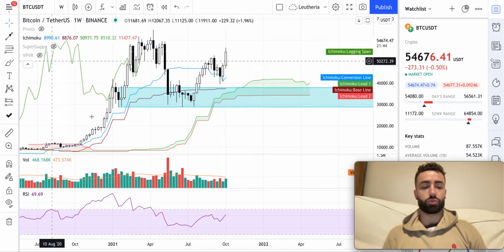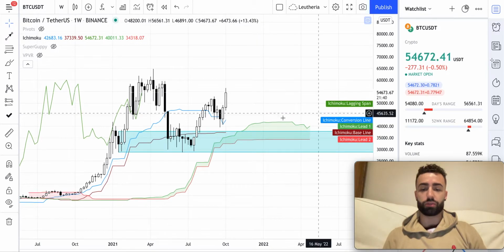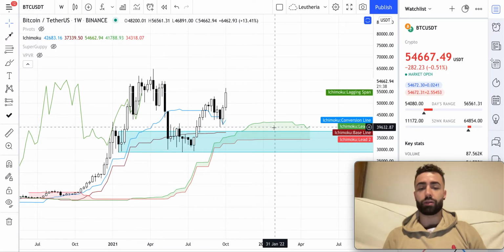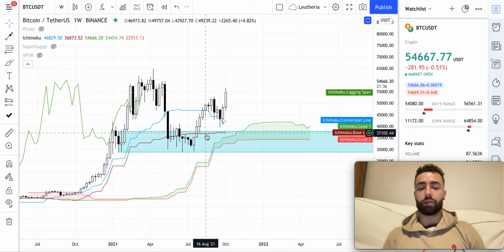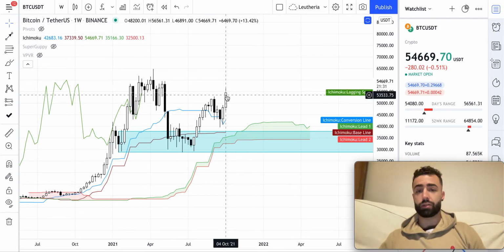If we pull up some of our trend following indicators, we can see that the Ichimoku cloud is in the most bullish position it can be in, with the cloud being green, the Tenkan, a blue line, being above the red line, the Kijun, and price being above all of that. So good news for the bulls.